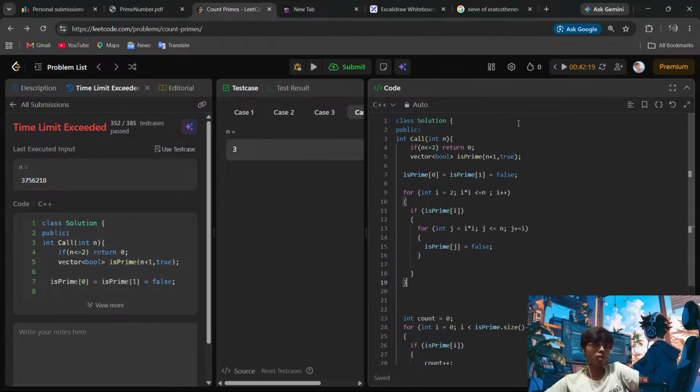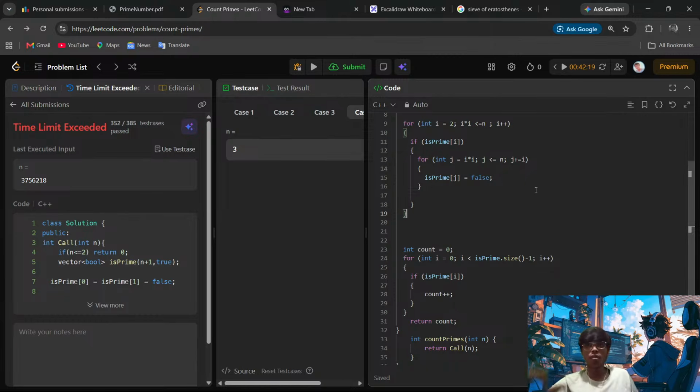Now, what is the time complexity of this? So what I know, the time complexity of this will be n log n. And this is the optimal approach. But we have to change something and we have to think about more things.